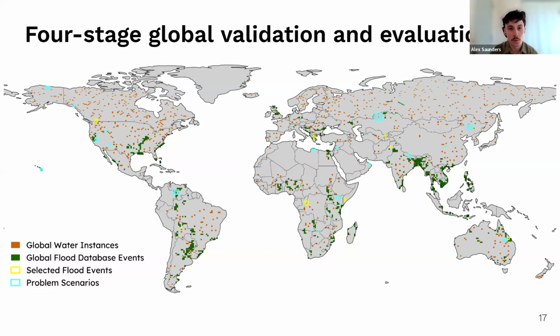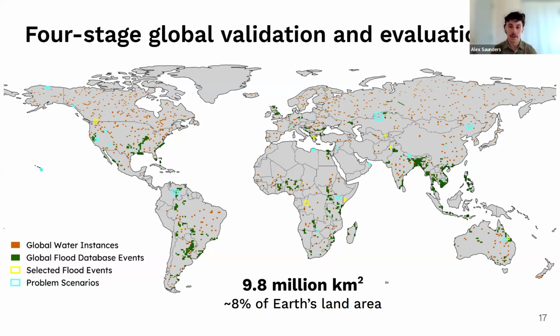And so it was split into a four-stage process. The first three of those stages were a quantitative validation, so comparing the water extent predictions from our model against several different reference data sets. And for those, we primarily used Sentinel-2 and Sentinel-1 based flood detections. And then in the fourth stage, we did a qualitative evaluation of manually selected problem scenarios. And you can see the distribution of these on this global map. In total, these areas cover nearly 10 million square kilometers, which is equivalent to around 8% of Earth's land area once you exclude Antarctica.